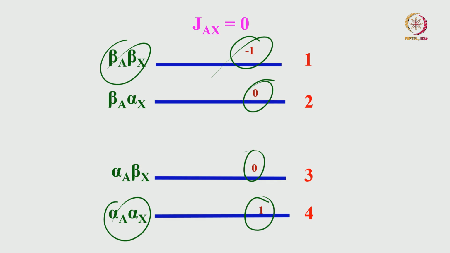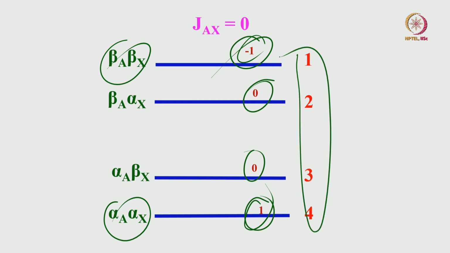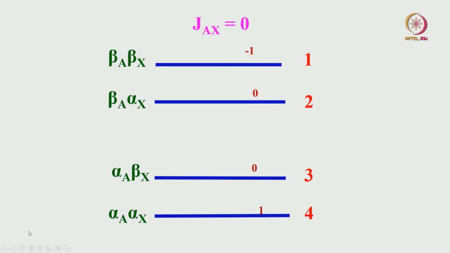The total magnetic quantum number for the energy state is the sum of these two, it will become 1, this is -1, 0, 0. And I have numbered these energy states as 1, 2, 3, 4 for ease of understanding. So, this is what it is. Let us see now how we are going to see the spectrum.